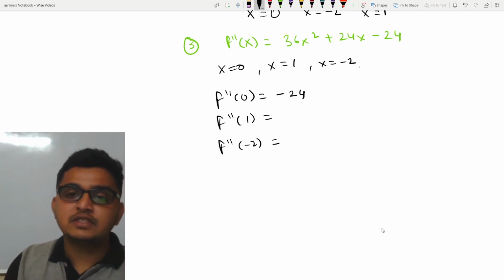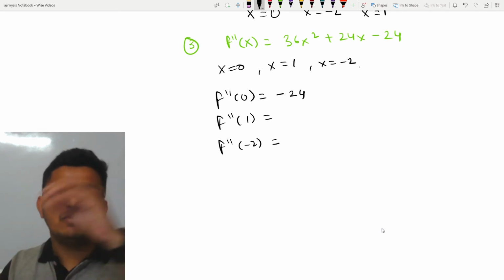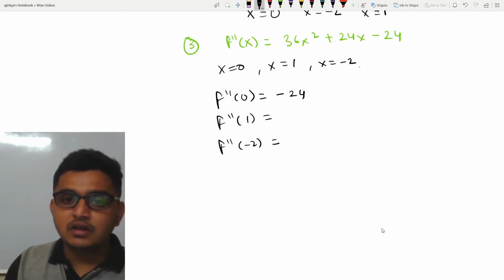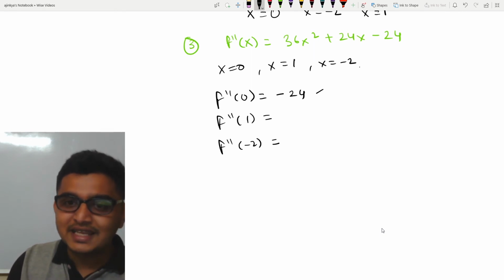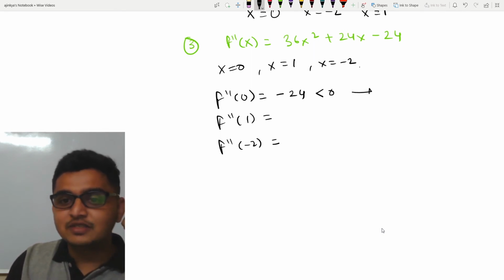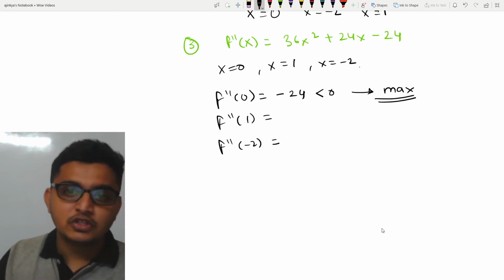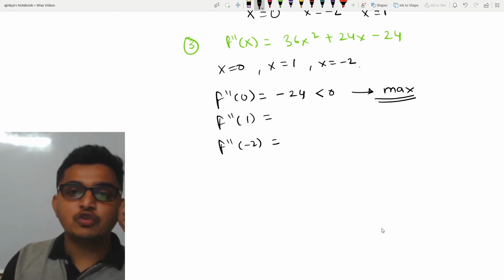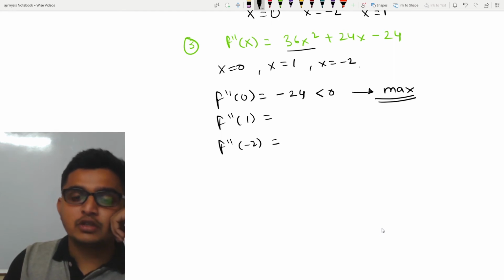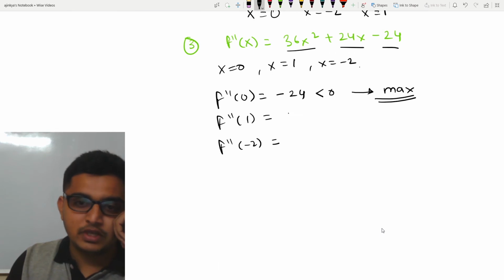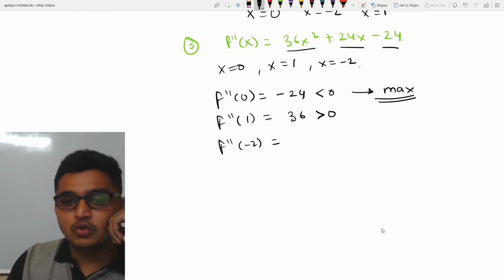Which we have is minus 24, and what we have learned is if the f double dash of c value at that particular value is less than 0, then this point is going to be the point of maxima, isn't it? So we'll take f double dash of 1 now. If you put 1 over here, 36 plus 24 minus 24, it is going to be 36, which is greater than 0. So this is still a point of minima, isn't it?